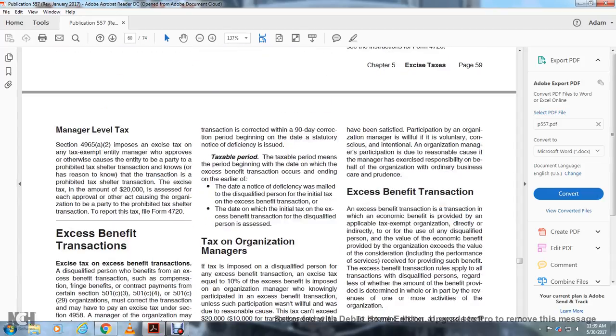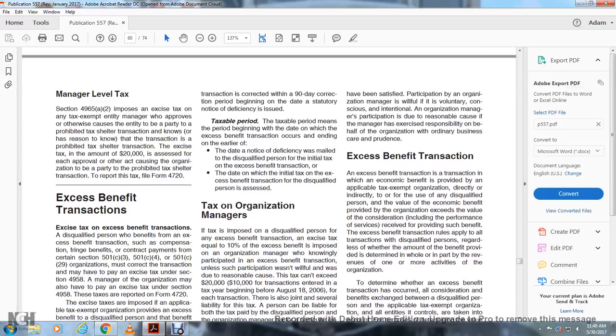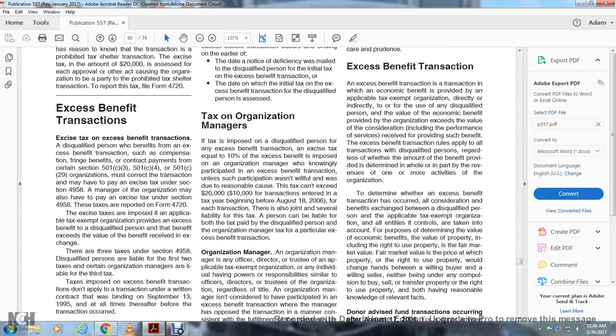Alright, manager level tax. See Section 4965(a)(2). This imposes the excise tax on an entity manager who approves or otherwise causes the tax-exempt entity to be a party to a prohibited tax shelter transaction, knowing or having reason to know that the transaction is a prohibited tax shelter transaction. An excise tax of $20,000 is assessed for each approval or other action causing the organization to be a party to the prohibited tax shelter transaction. Report it on Form 4720.